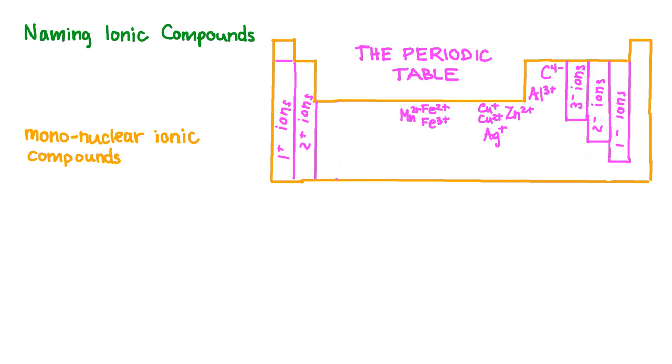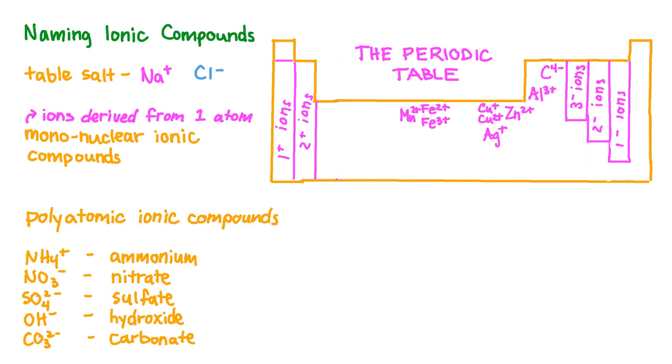We will run across two main types of ionic compounds in chemistry. The first is the simplest, composed of only mononuclear ions. Mononuclear just means that the ions are derived from one atom. An example of this kind of compound is table salt, which is composed of positively charged sodium cations and negatively charged chlorine anions. We'll also run across ionic compounds that are composed of one or more types of polyatomic ions, which are a unit of covalently bonded atoms that have a charge.